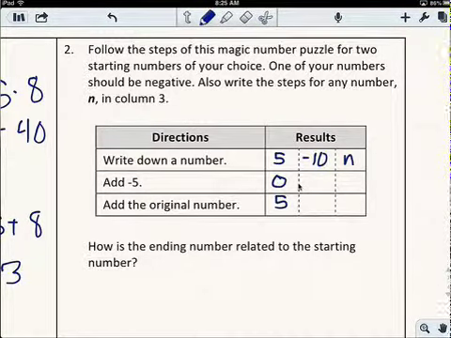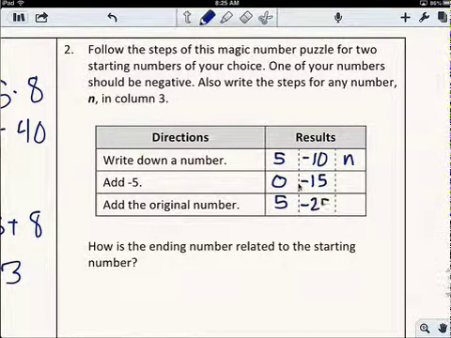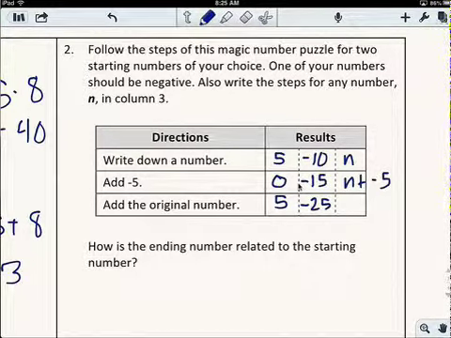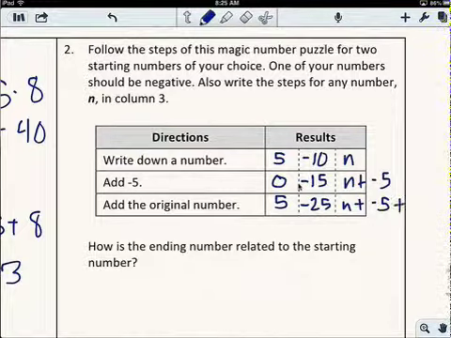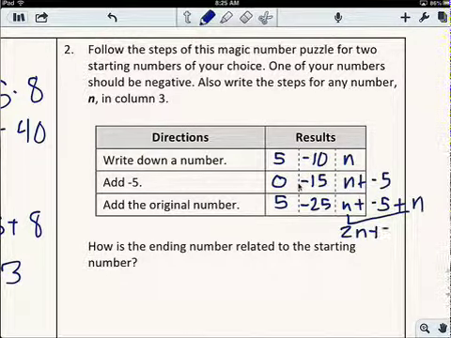All right, so let's try again. -10, we add -5, we get -15, because -10 plus -5 is -15. And then we add the original number. So -15 plus -10 is -25. All right, let's do it for n. So add -5, that's n plus -5. And then add the original number. So this is n plus -5 plus n, which, if you think about it, I've got an n here and an n here, so I'm going to combine those, and I'm going to call this 2n plus -5.